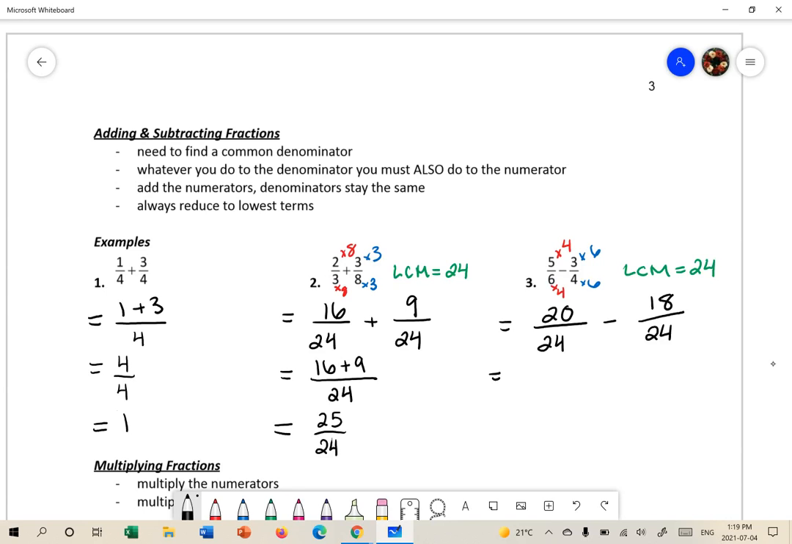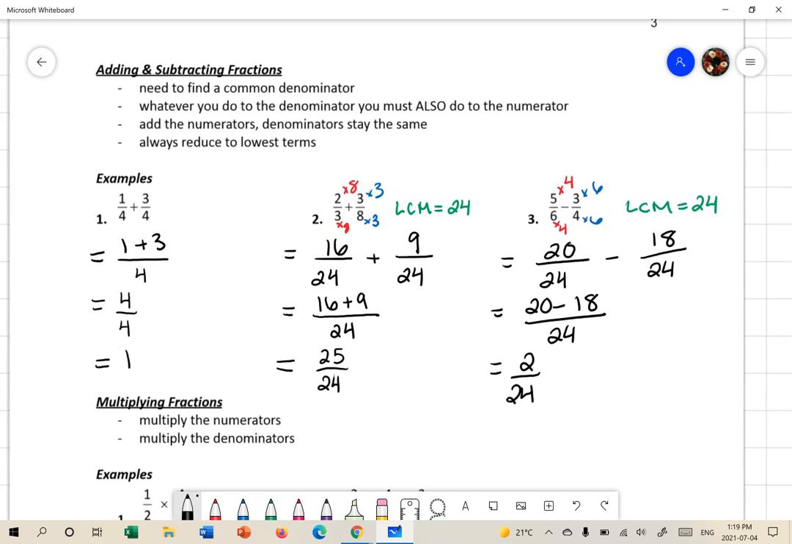And then I'm going to write my fractions as 1, and then simplifying my numerator. And then remembering to reduce to lowest terms.